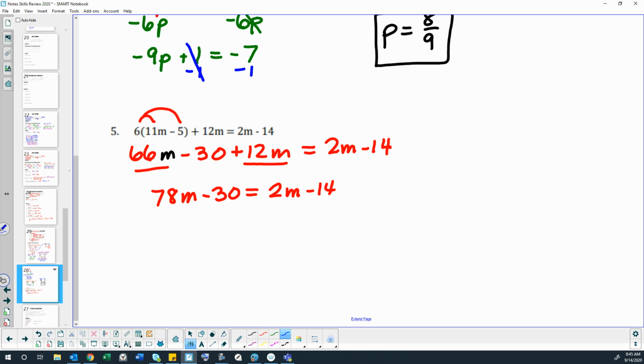Now we just want to make sure we have the variable on one side. So I'm going to subtract this 2m. So that gives us 76m minus 30 equals negative 14. Then we want to move the negative 30 to the other side to get the m by itself. So we're going to add a positive 30 to the negative 30. So that cancels out. And negative 14 plus 30 is 16.